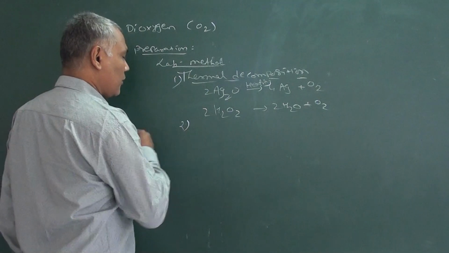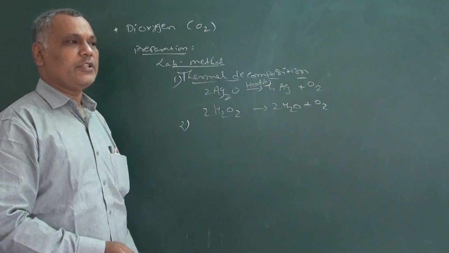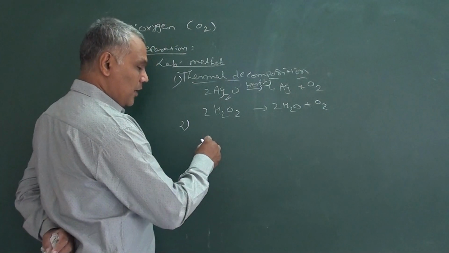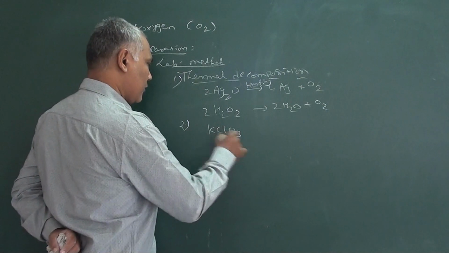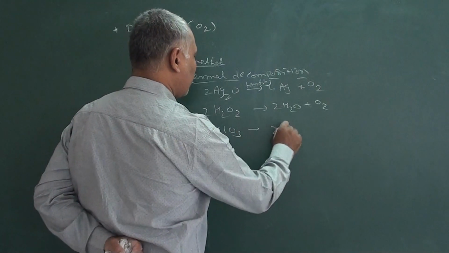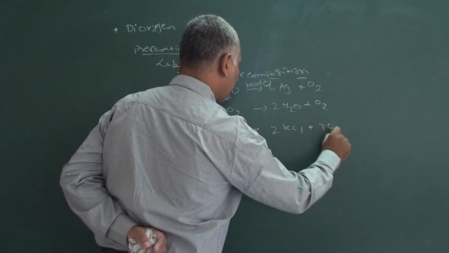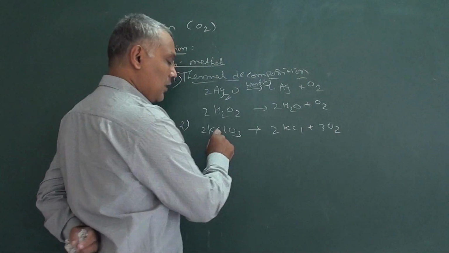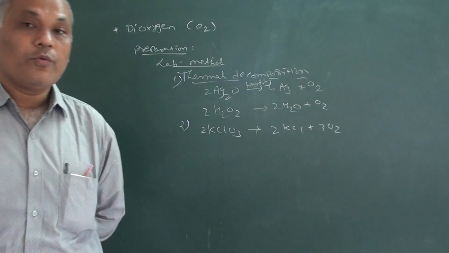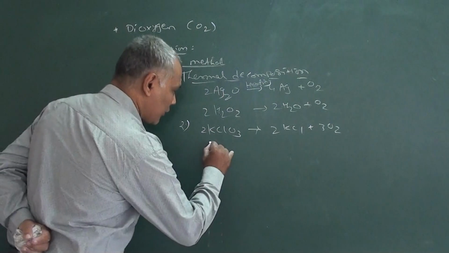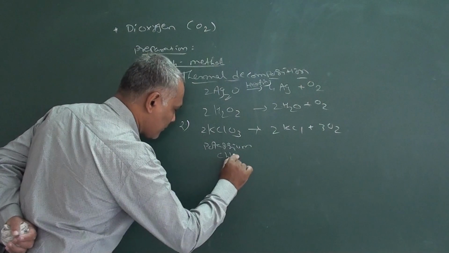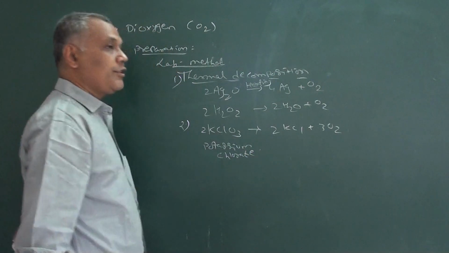But the most important one, used many times in the laboratory or in the general case where we are using it in large format, is KClO3. That reaction is carried out with KClO3. It gets converted into 2KCl plus 3O2. This is the particular method through which in the laboratory we produce oxygen. Now what is this compound known as? Potassium chlorate.